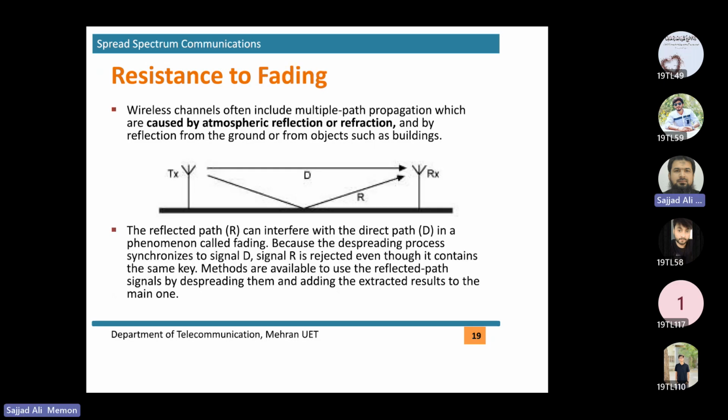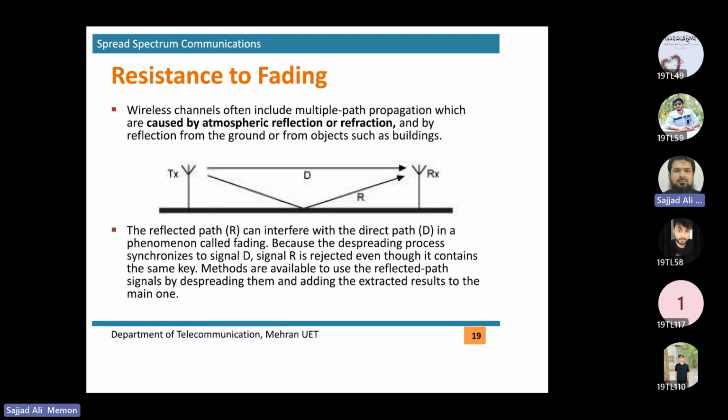It also has a resistance to fading. Wireless channels often include multipath propagation, which is caused by atmospheric reflection or refraction and by reflection from the ground or from objects such as buildings. So the reflected path can interfere with the direct path in a phenomenon called fading. Because the despreading process is synchronized to the direct signal, the reflected signal is rejected even though it contains the same key. Methods are available to use the reflected path signal by despreading it and adding the extracted results to the main one. That is done through the RAKE receiver.